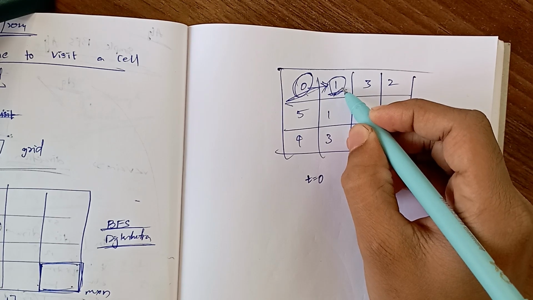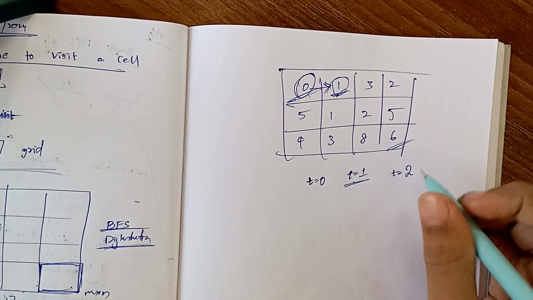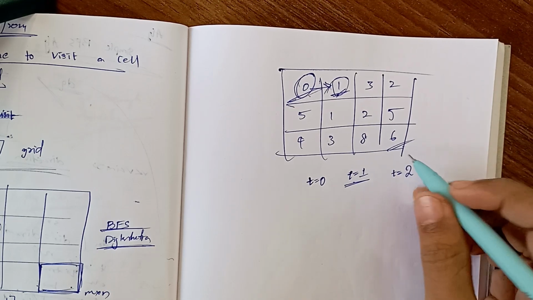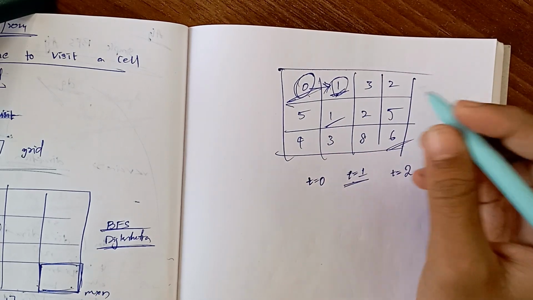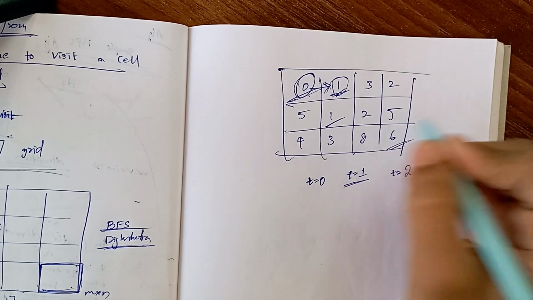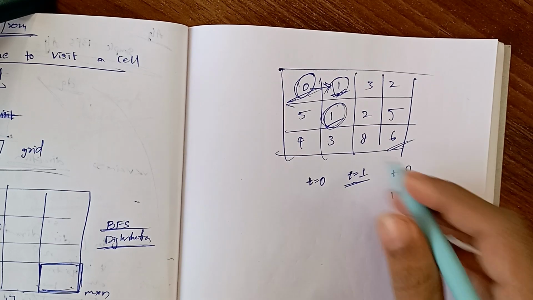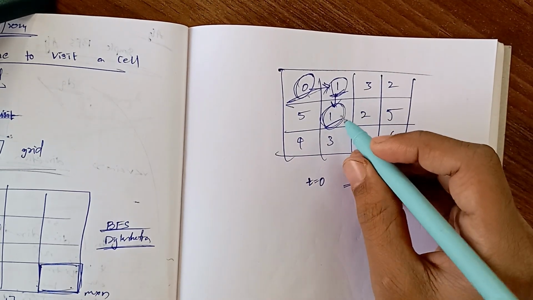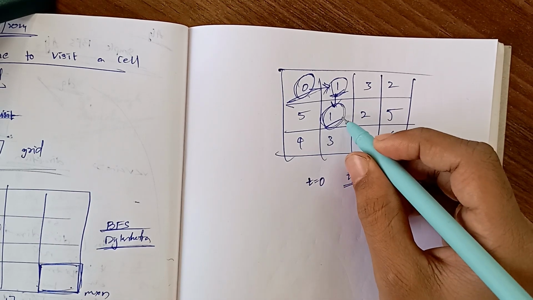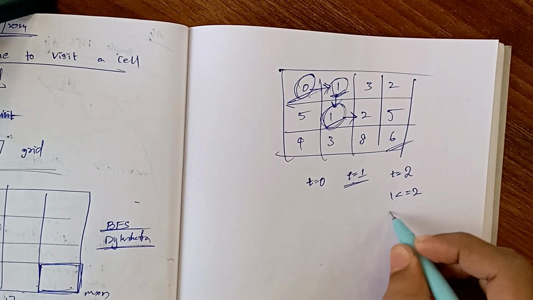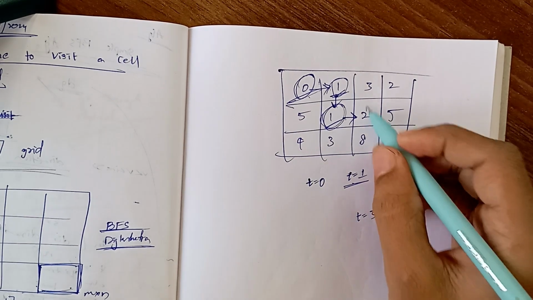Here we can move. Now we move to the cell 1 comma 1, because 1 is less than or equal to 2, so we can move here. And then at t is equal to 3, we move to the cell 1 comma 2, as 2 is less than or equal to 3, so we are moving here.